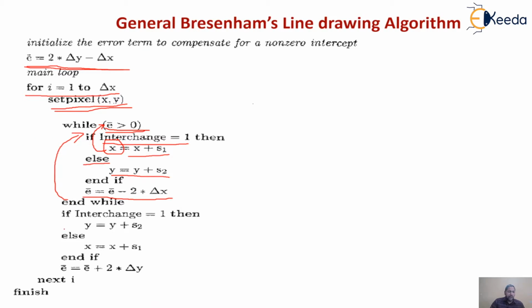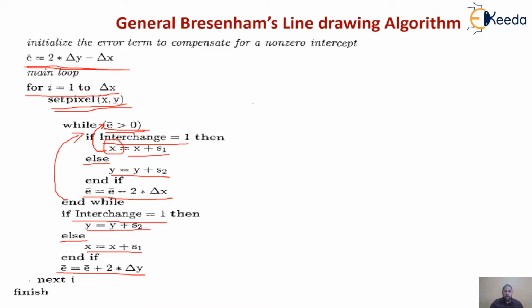Now when I come out of this while loop, I have to increment the variable. One variable is always incremented or decremented, and the other depends upon the error term. So if interchange is equal to 1, again I repeat, interchange equal to 1 means delta y is greater. If delta y is greater, y is always incremented, so y is equal to y plus s2. Else, interchange is equal to 0 indicates delta x is greater, and x is always incremented by 1, x plus s1. Again the error term is calculated here, and the loop is continued.